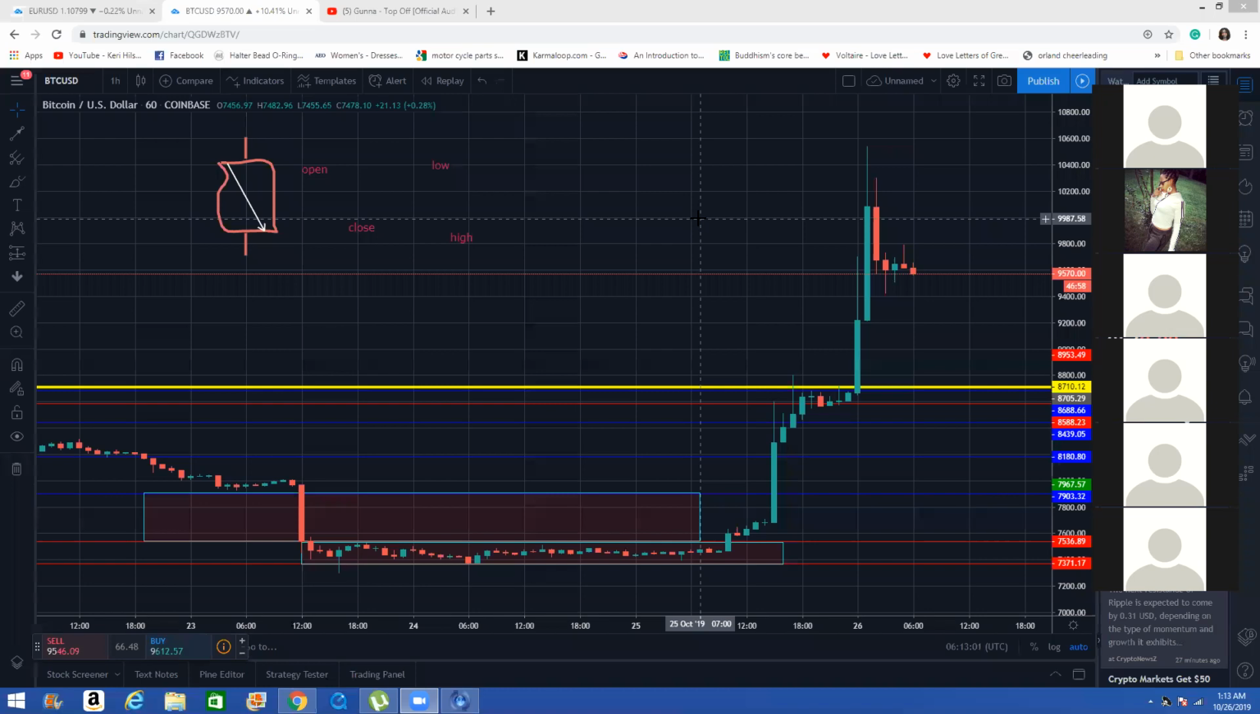All right, so buy limits. Limits are where you think price is going to reverse. So limits equal reversals. Stops equal continuation.